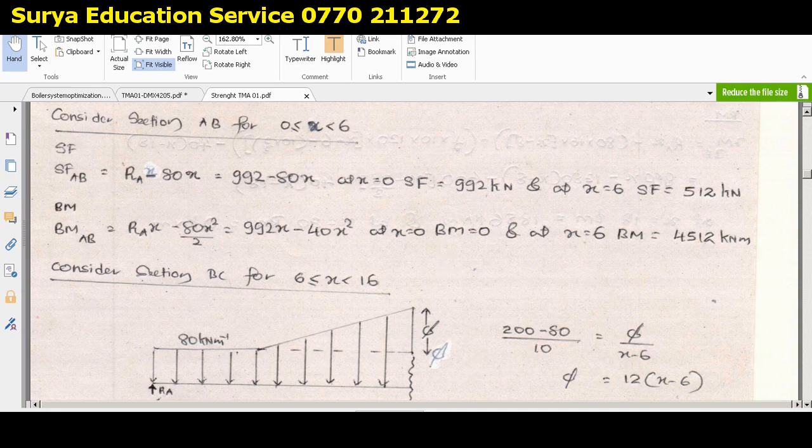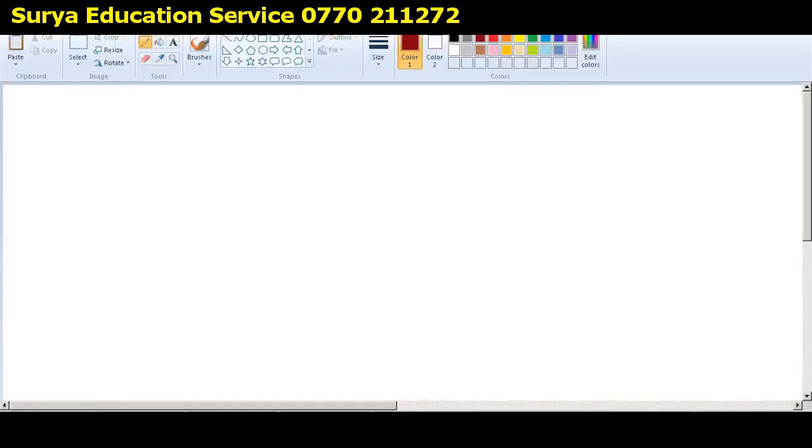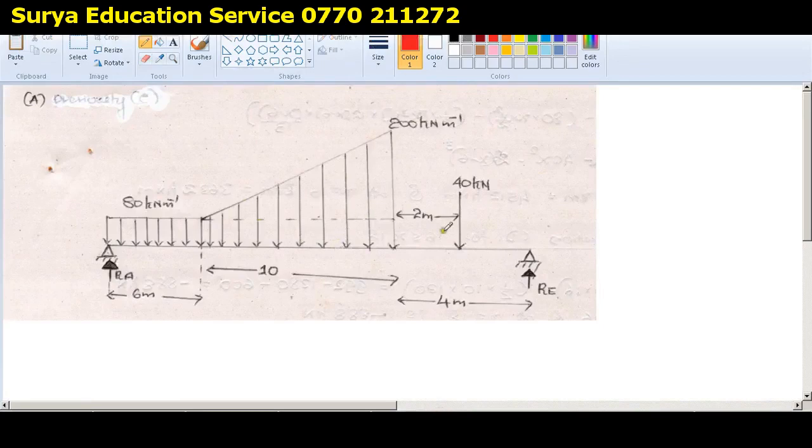Okay, so now, as we know, this is our diagram. Here we are going to do some sectioning, right? Now I will teach you how to do this sectioning. Based upon the different types of forces and different types of force distributions that are acting on this beam.